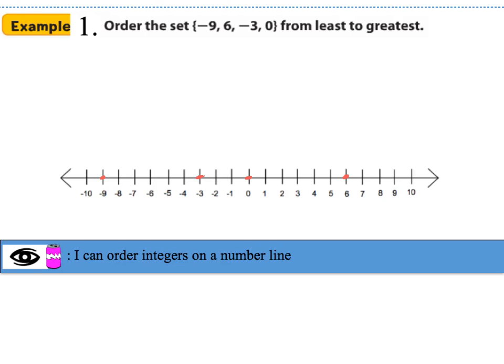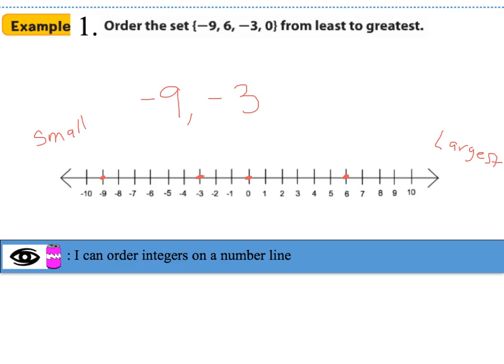So now that I've put my dots on my number line, what I can do is I can look from least to greatest. I know that anything to the left of the number line is the smallest number, and anything to the right of the number line is largest. So if I look at the left, the first integer that I graphed was negative 9, so that has to be the smallest number. The second integer that I graphed was negative 3.